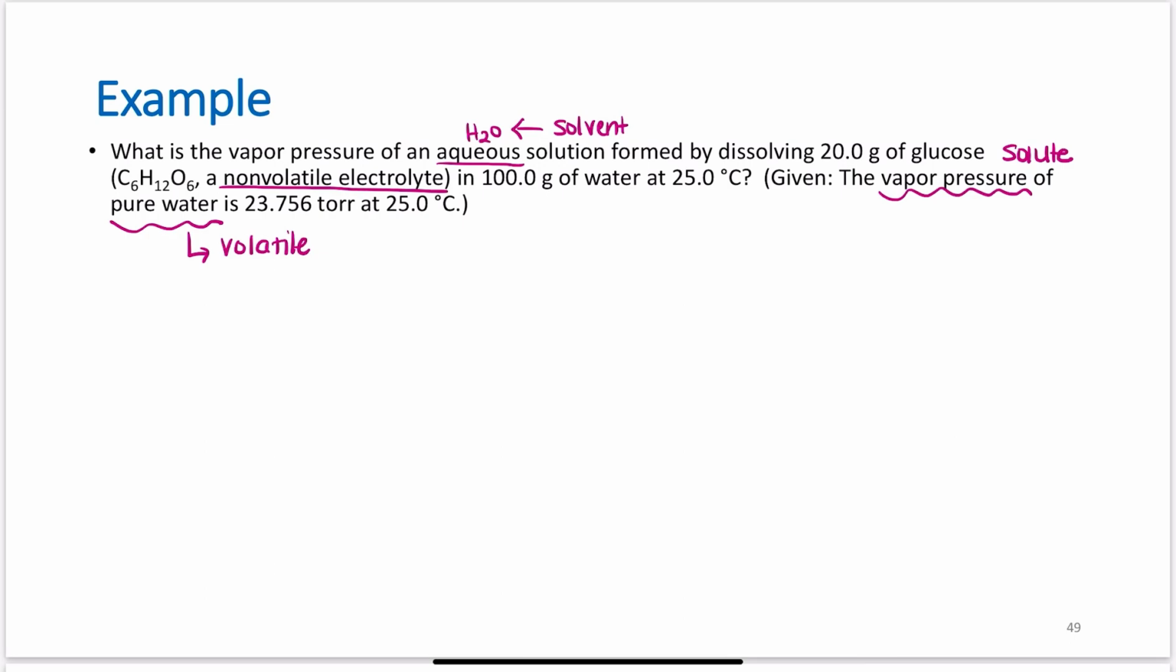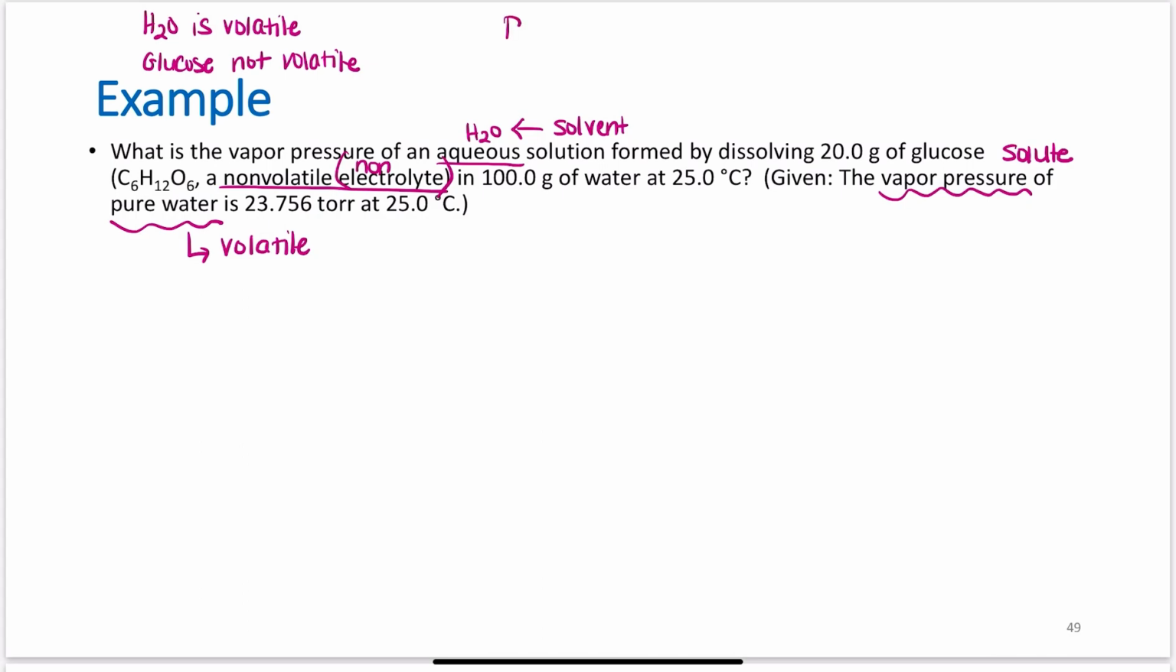So I know water is volatile. I know glucose is not volatile. I also know glucose is, that should say non-electrolyte. I apologize. I have to fix that slide. I never noticed that. That should say non-electrolyte, which is important. We'll talk about how electrolytes behave differently in another module, but that should absolutely say non-electrolyte. I'll try to get that slide fixed.